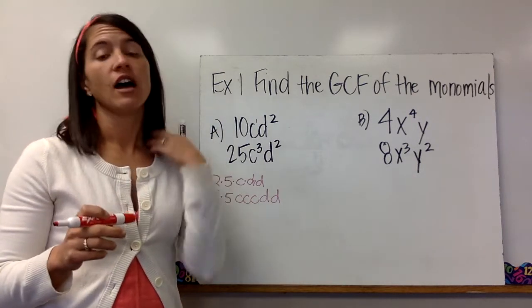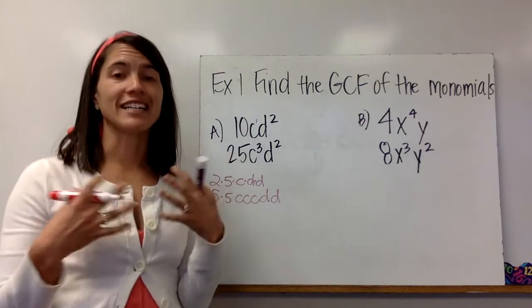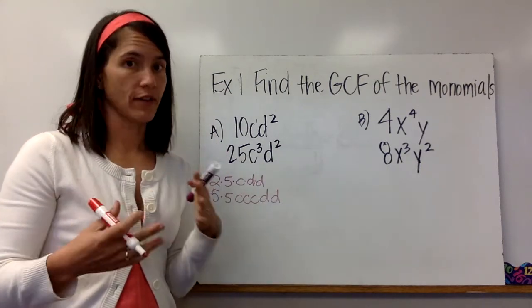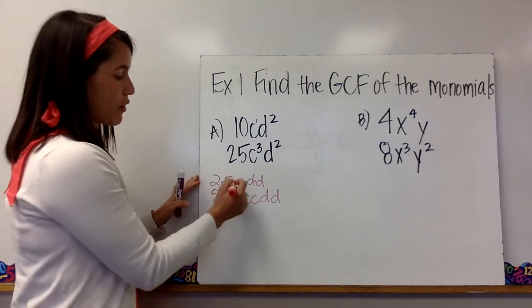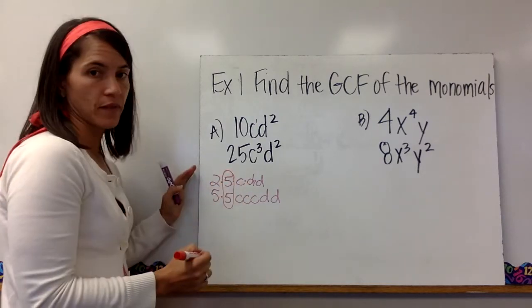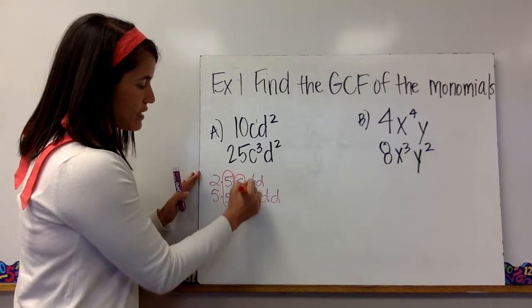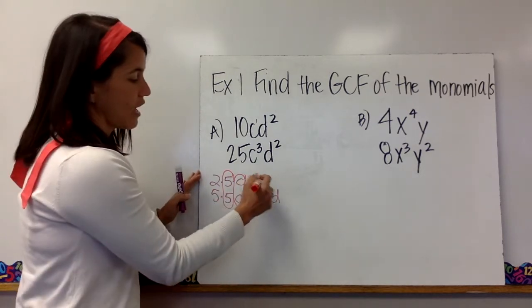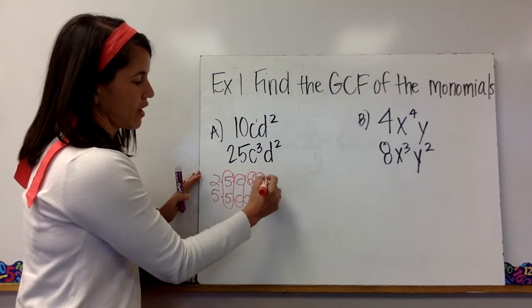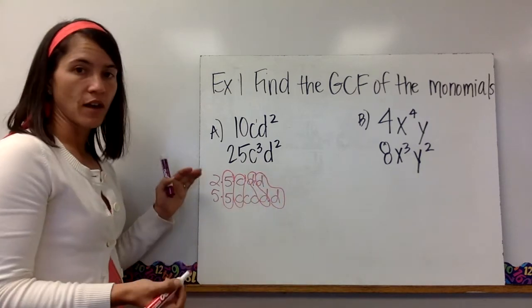A factor is a number or value that will divide into the monomial evenly. No remainders, just a whole number. So they both have a 5 in common. And they both have a c. Now this has extra c's, but this one only has one c. And they both have 2 d's.